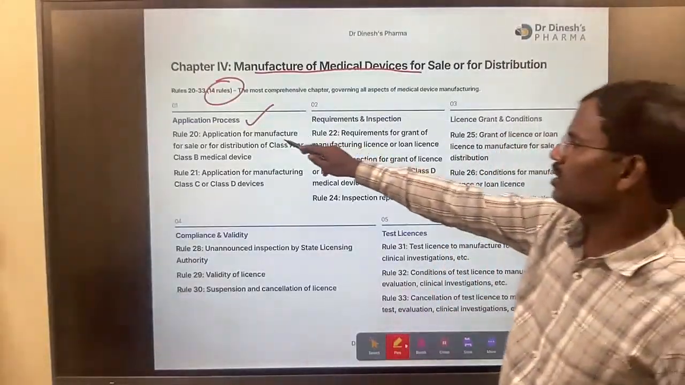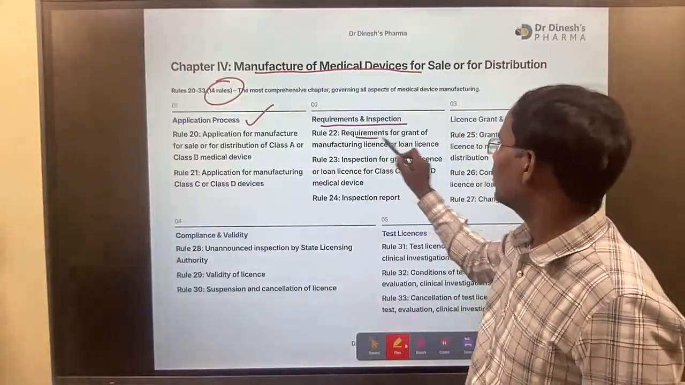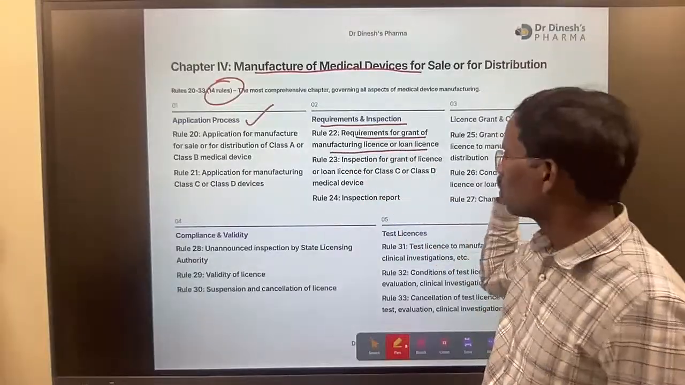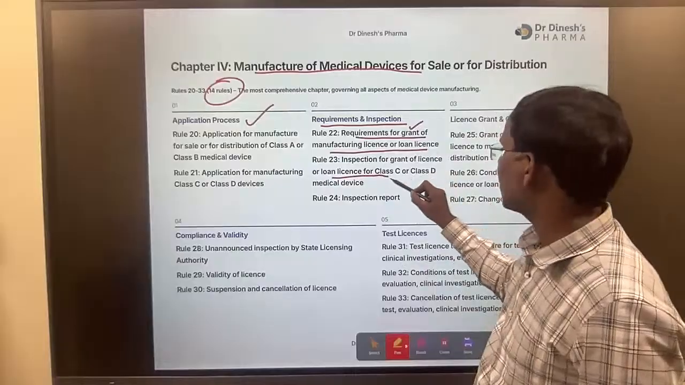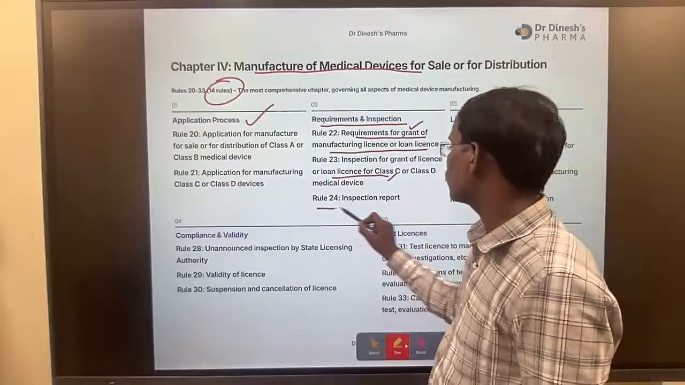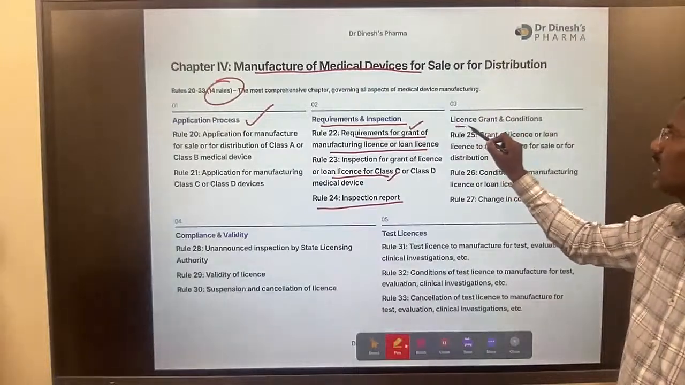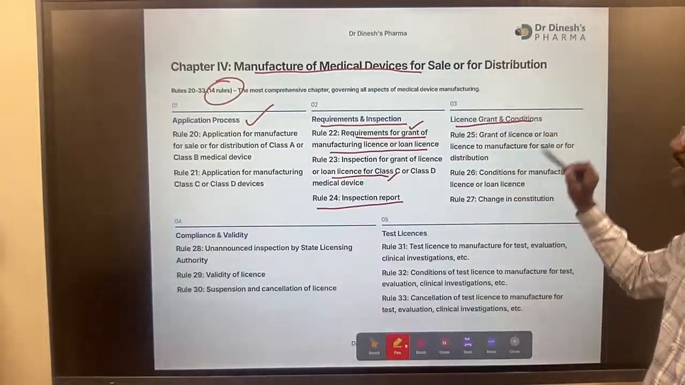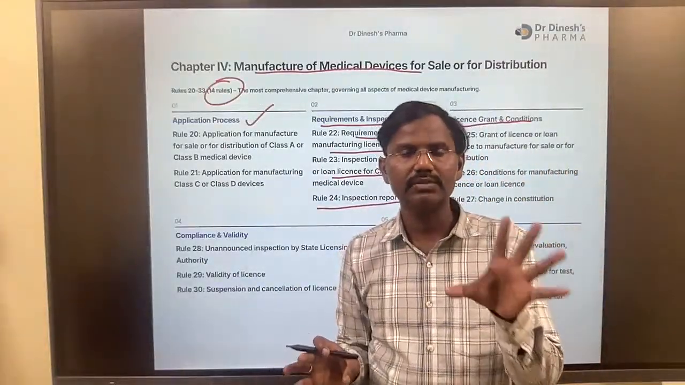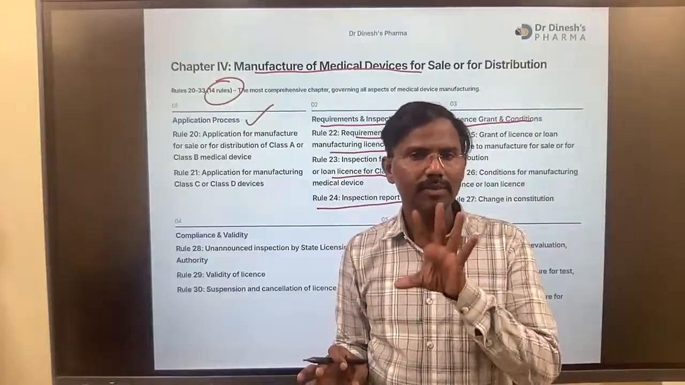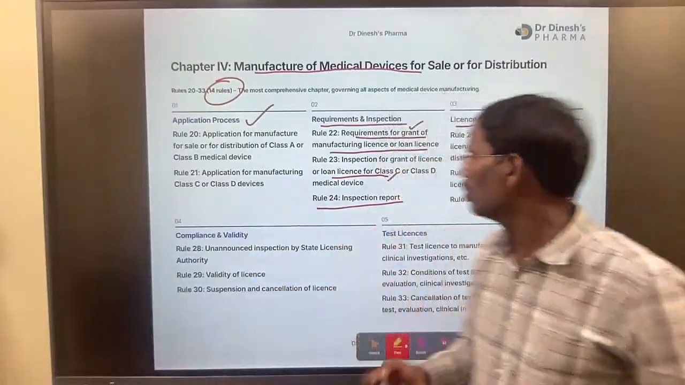In this, the application process covers rule 21 and requirements and inspection: rule 22, requirements for grant of manufacturing license or loan license, and 23, grant of loan license, for class A, B and for class C, D. Rule 24 talks about inspection report. The third category in chapter 4 is license grant and conditions. Maximum work and maximum applications or licenses will be based on chapter 4 only. Chapter 4 is the biggest chapter in medical device rules.